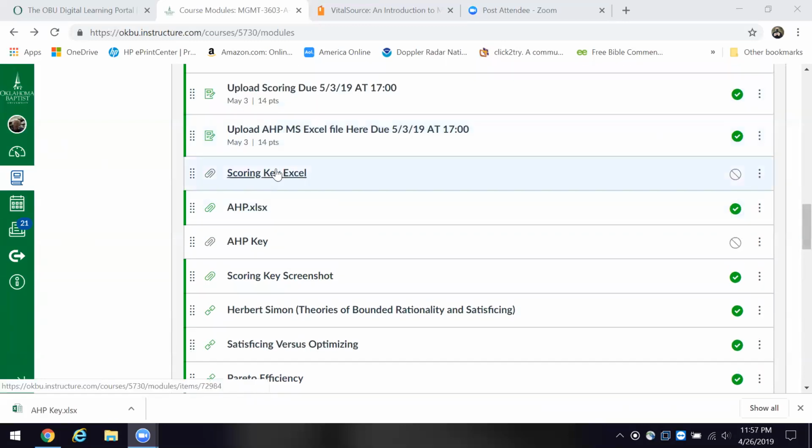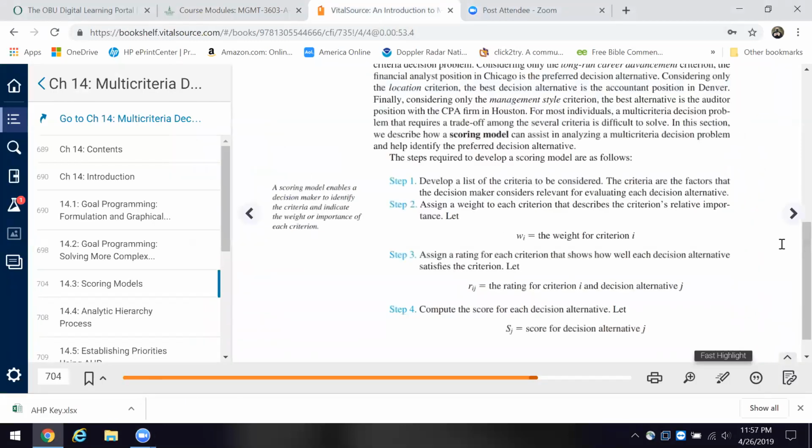Well, let's look at the scoring key. Well, before we do that, let's go over and take a look there. So we go through these steps. Okay? And again, as the authors tell you, a scoring model, you can see it yourself, enables a decision maker to identify the criteria and indicate the weight or importance of each criterion. You remember when I made the little matrix there, known and unknown, states of nature, known and unknown, alternatives.